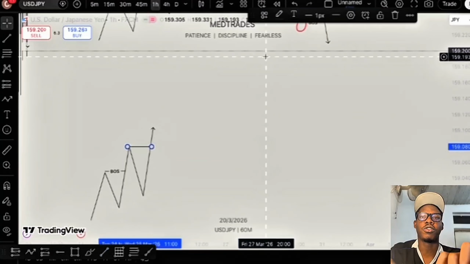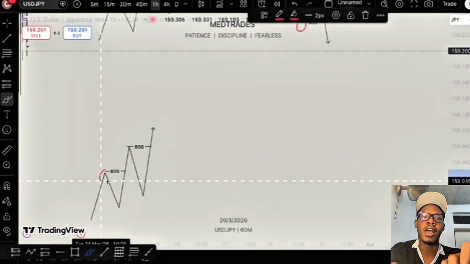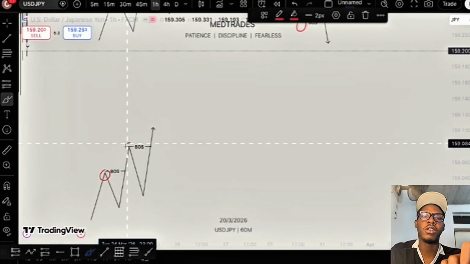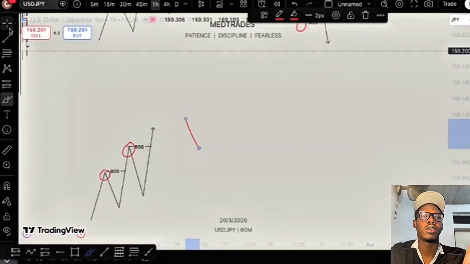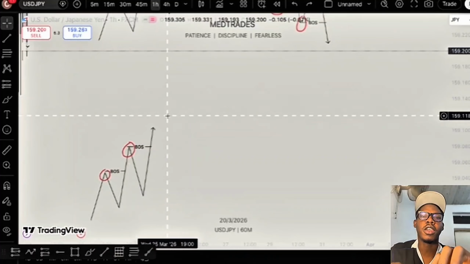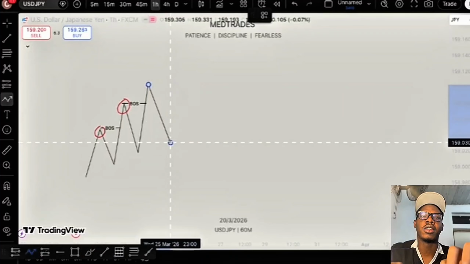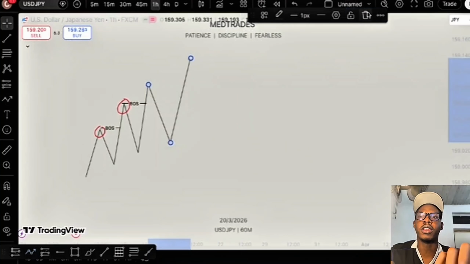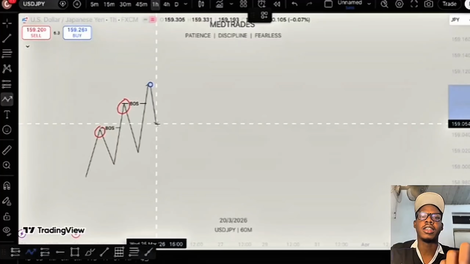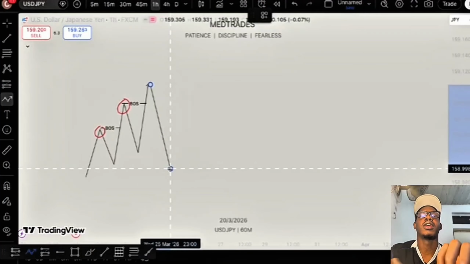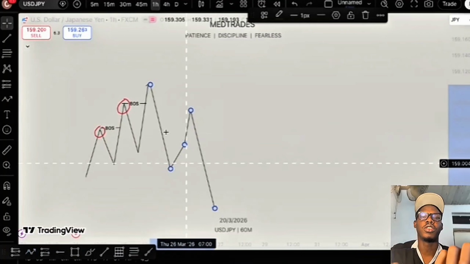Now, why is it a break of structure? Because this is an uptrend and it cleared out the recent higher high. Can you see it? Coming here right now, we're expecting that price should push up again to form another higher high. But in this case, it didn't happen like that. What did price do? Price came here and broke the higher low, forming a market structure shift.